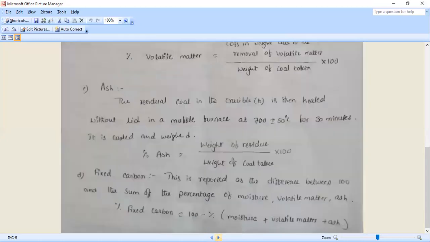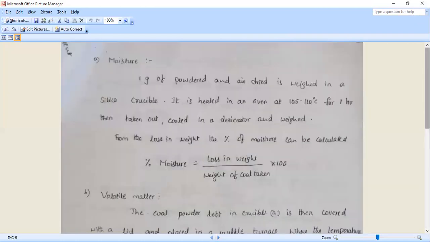So next we see moisture. 1 gram of dry coal powder is weighed in a crucible. This is an analytical method, just like gravimetric analysis, to know the weights. It is heated in the oven, maintaining 109 to 110 degrees Celsius for 1 hour. After cooling in the desiccator, it is weighed. The percentage of moisture equals loss in weight divided by weight of coal taken, times 100.